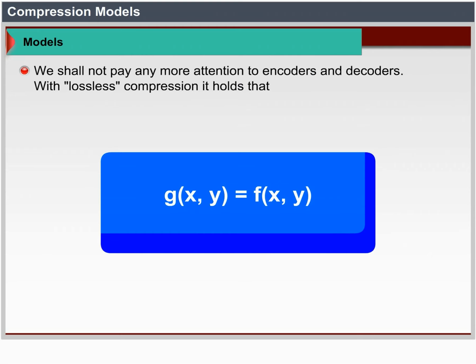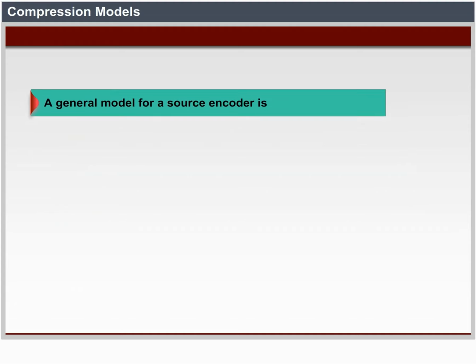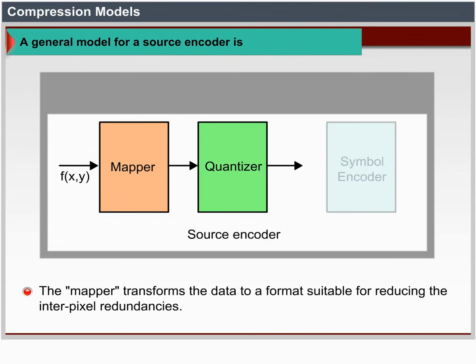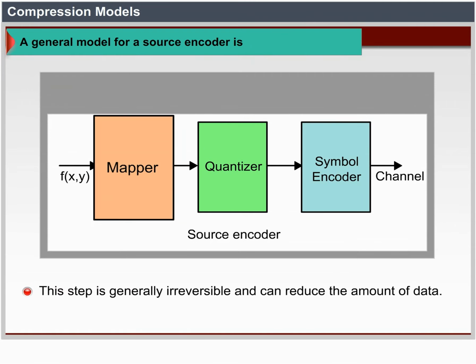With lossless compression, it holds that g(x, y) equals f(x, y). A general model for the source encoder is shown. The mapper transforms the data to a format suitable for reducing the interpixel redundancies. This step is generally reversible and can reduce the amount of data.